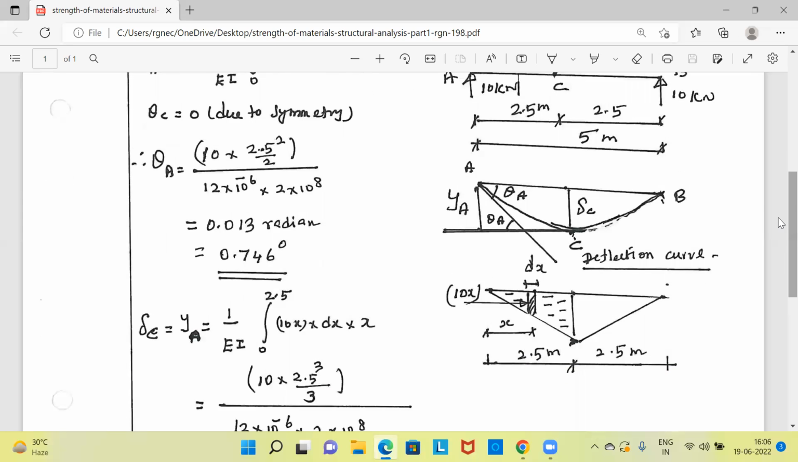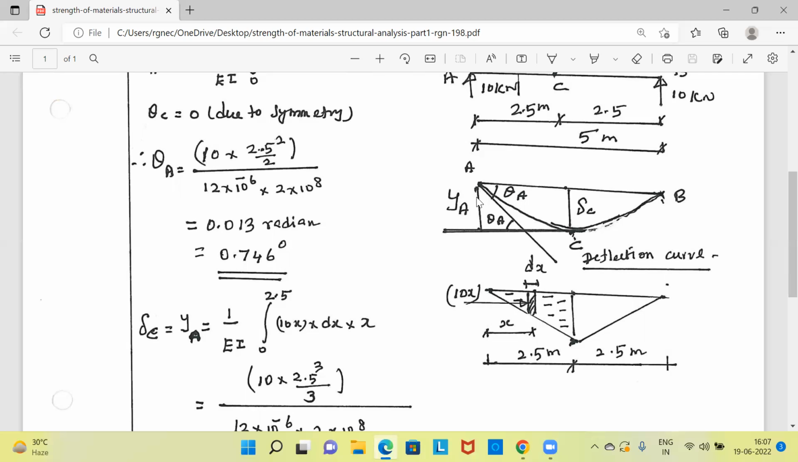using Mohr's second theorem. What is stated by Mohr's second theorem? If A and C are the 2 points on the deflected shape, then the vertical intercept between the 2 tangents is given by the moment of the area of the bending moment diagram between the 2 points.